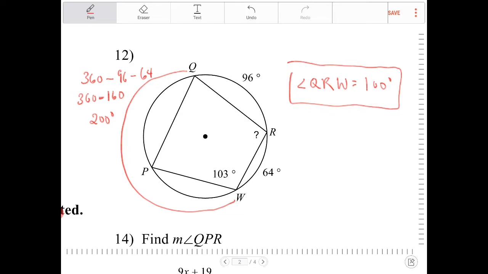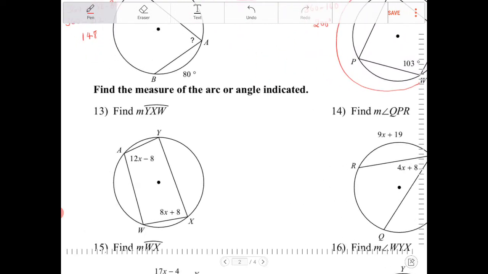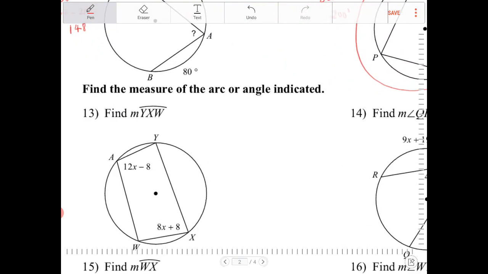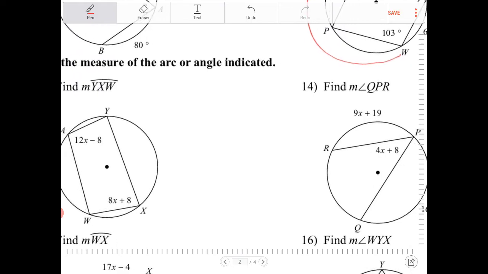Even though we have a quadrilateral inscribed inside of a circle here, we actually do not need to apply that supplementary idea, because angle QRW is not opposite of angle W. All right, moving on. Find the measure of the arc or angle indicated.